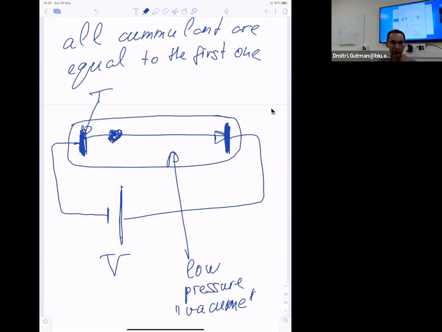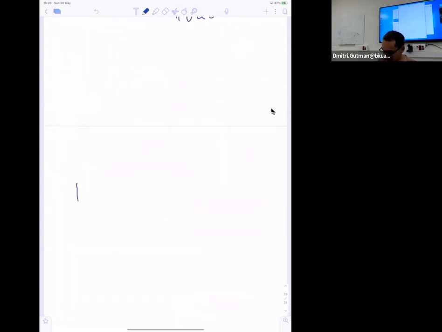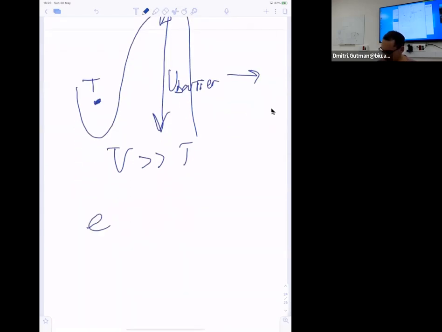But the escape from metallic plate number 1 was a random process. For each individual electron, there was a huge potential barrier U that the electron needed to overcome in order to get into the vacuum. The electron has a temperature T and the potential barrier was much larger than T. So you can think about the escape probability, which is e to the minus U over T, as very, very small.